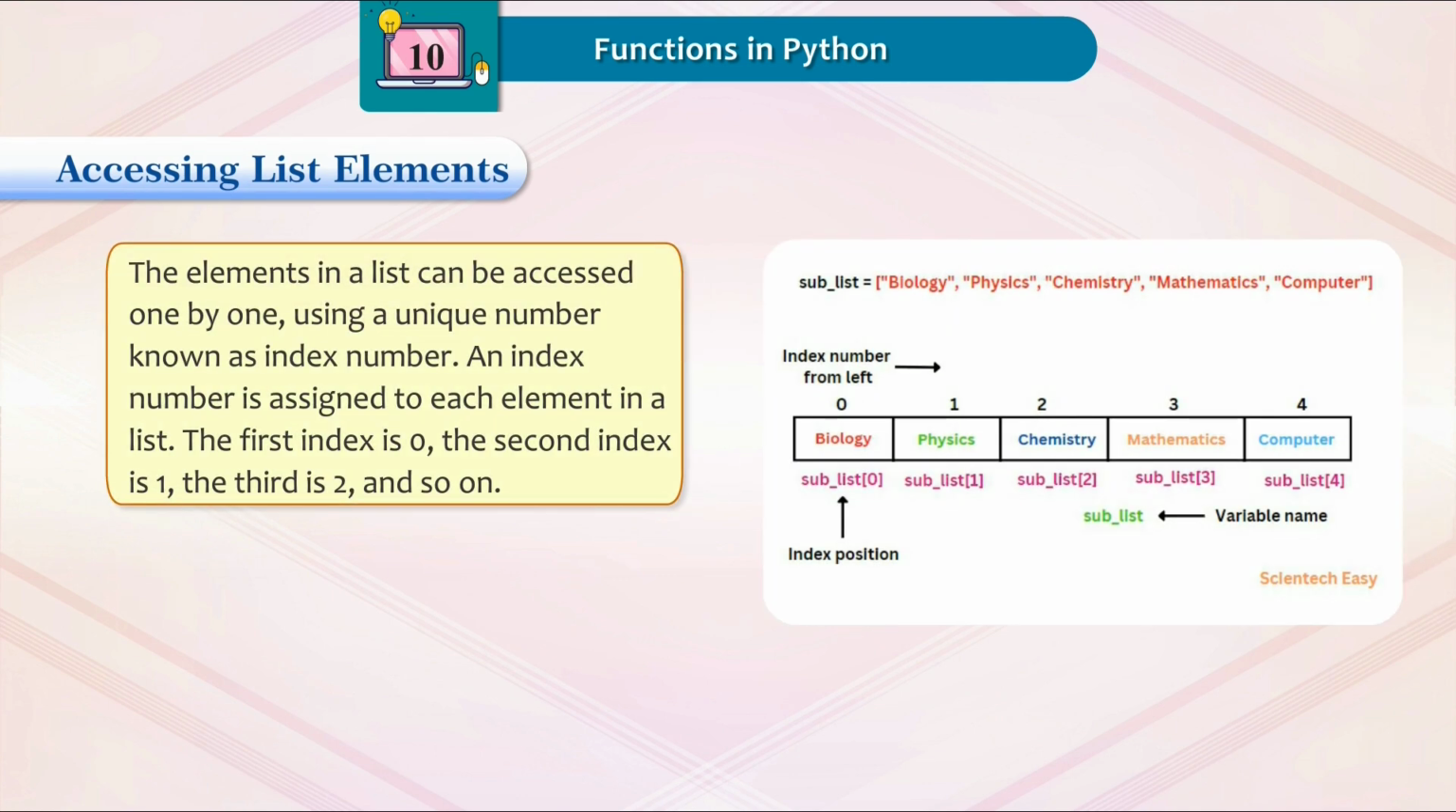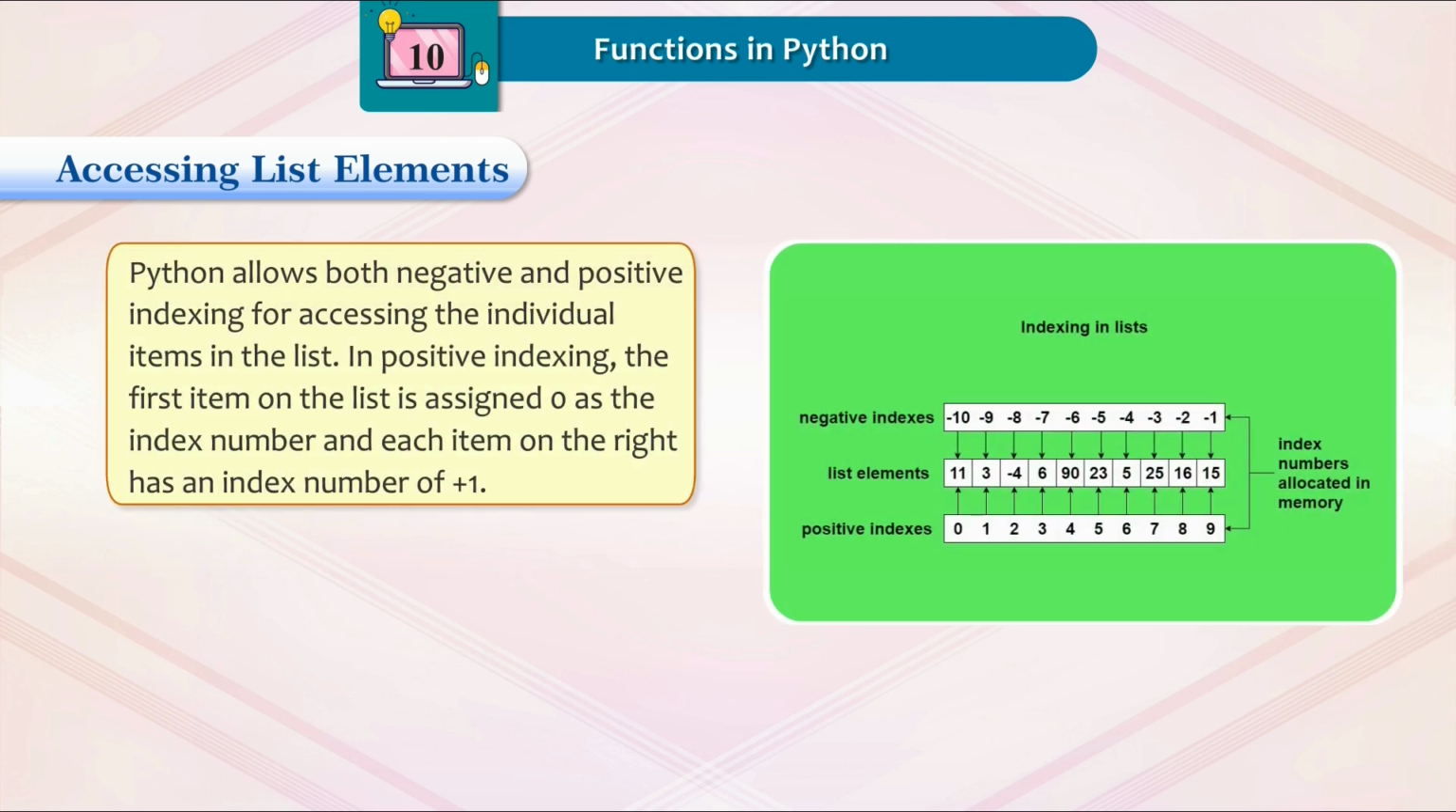Accessing list elements. The elements in a list can be accessed one by one using a unique number known as index number. An index number is assigned to each element in a list. The first index is 0, the second index is 1, the third is 2, and so on. Python allows both negative and positive indexing for accessing the individual items in the list.